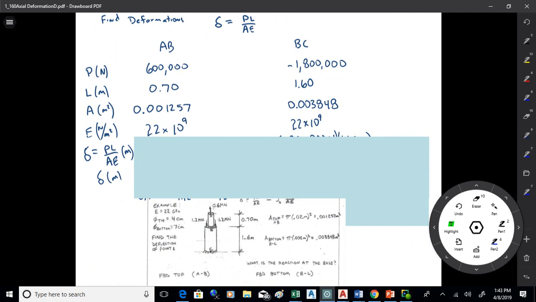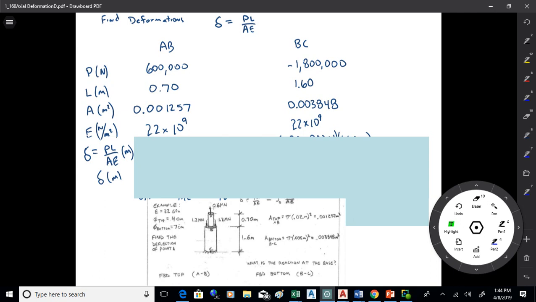So for AB, I got 600,000. I got the units there on the left. 0.7 meters, 0.001257 meters squared, that's the area I found up above, and 22 times 10 to the 9, which is E. Then for BC, I've got negative 1,800,000 for the load, 1.6, which is the length, 0.003848, which is the area, and 22 times 10 to the 9, which is E. And then I just run the numbers.